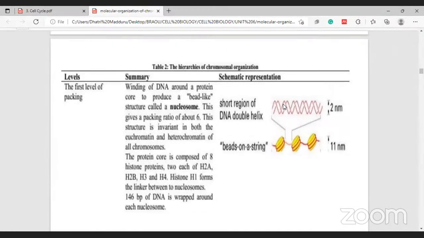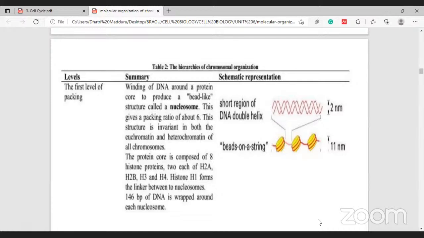The first level of packing is the binding of DNA around protein. Here you can see the first image. This is the normal DNA which is distributed. Then these yellow colored ones are histone proteins. There are 8 histone proteins, 2 sets of H2A, H2B, H3 and H4. So 4 proteins in 2 copies, all of them forming 8 proteins.